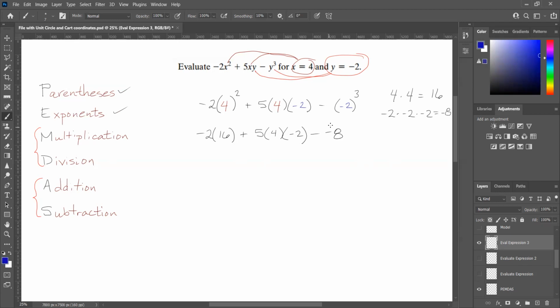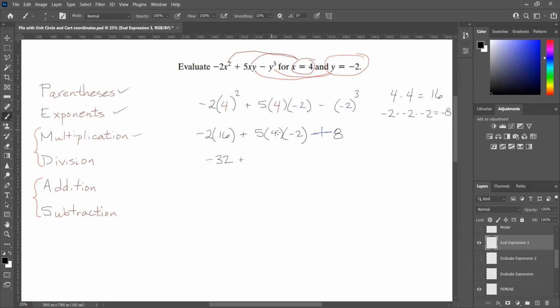So once again, I've got this minus a negative thing, like I had a plus a negative before. Minus a negative becomes a plus. So maybe sometimes I'll just overwrite that with a big plus. Now I'll go ahead and do my multiplication. Negative 2 times 16 is a negative 32.